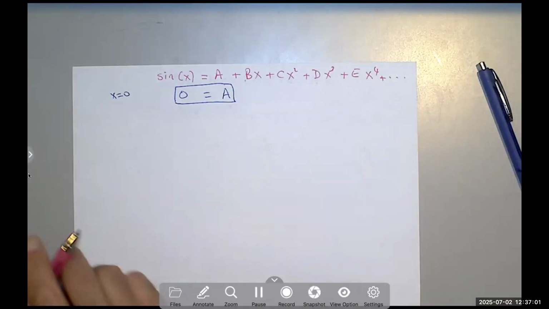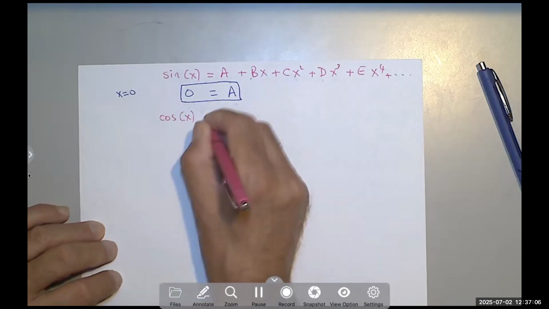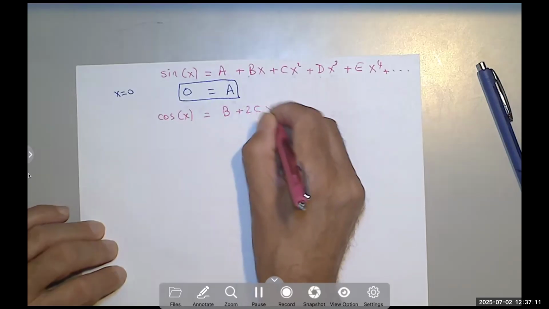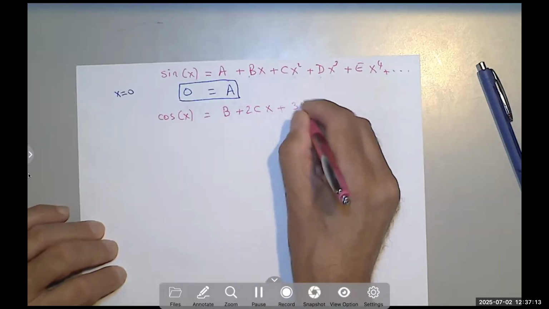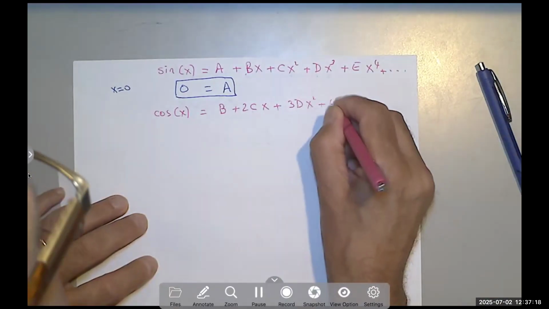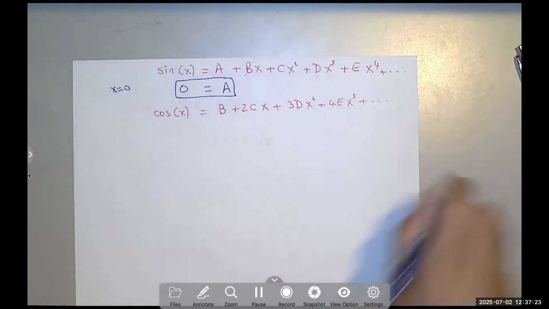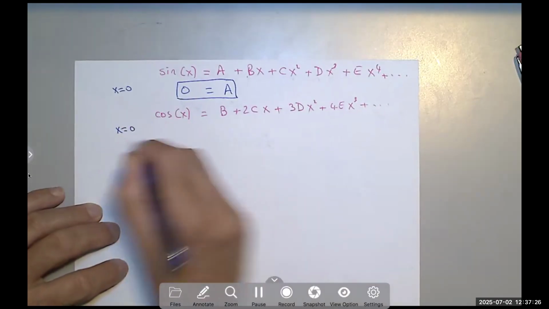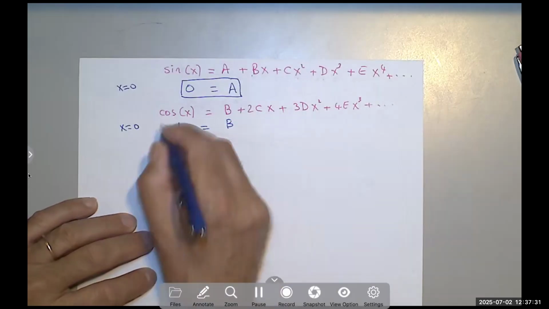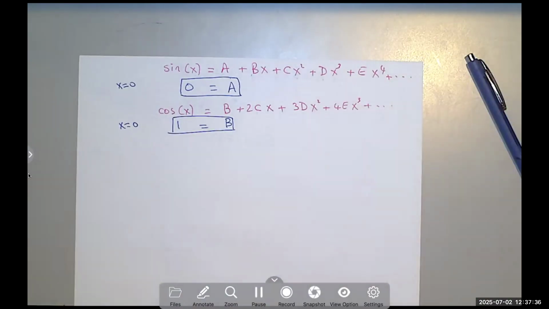Okay? Now I'm going to take the derivative. So I get cosine of x equals b plus 2cx plus 3dx squared. This time I'm not writing d squared, plus 4ex cubed plus. Setting x equals 0, I get cosine 0, which is 1, equals b, plus 0 plus 0, so b is 1.